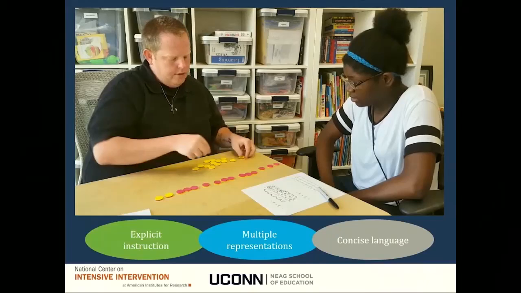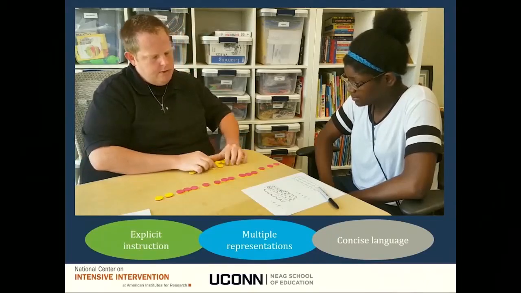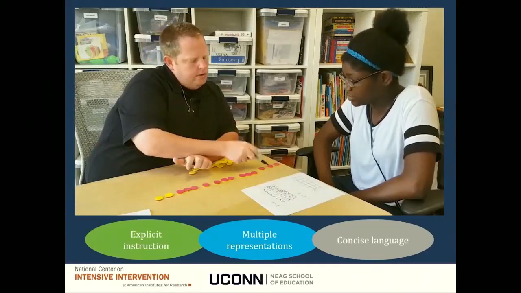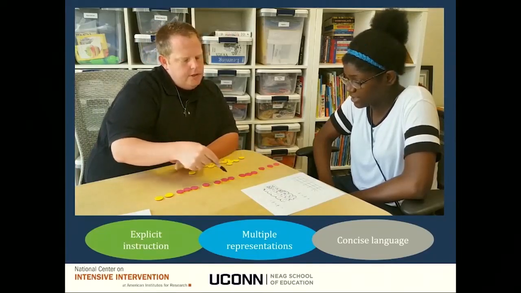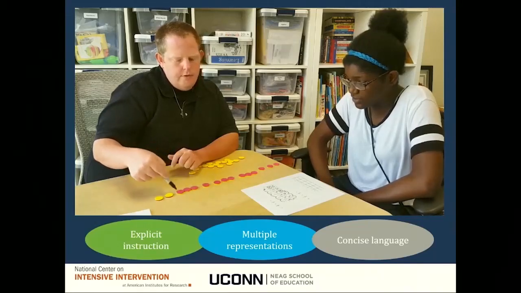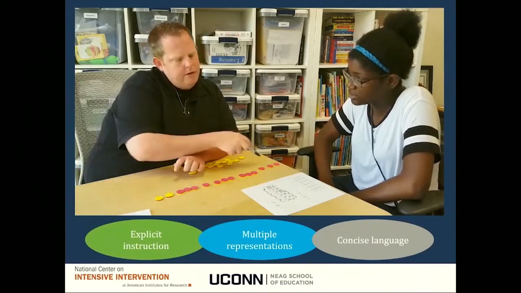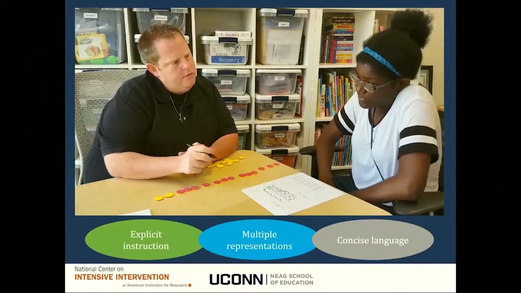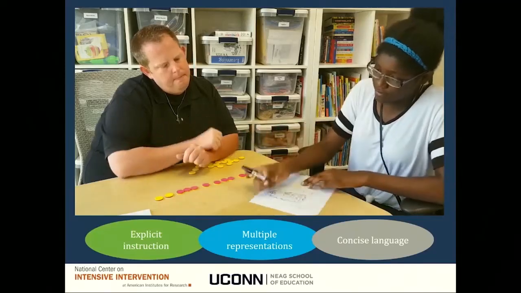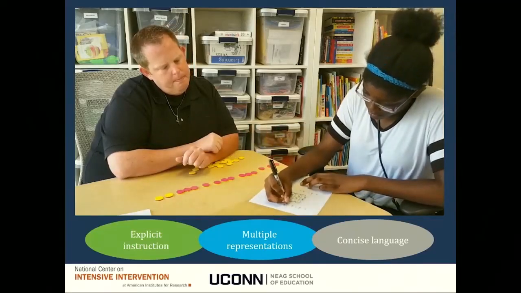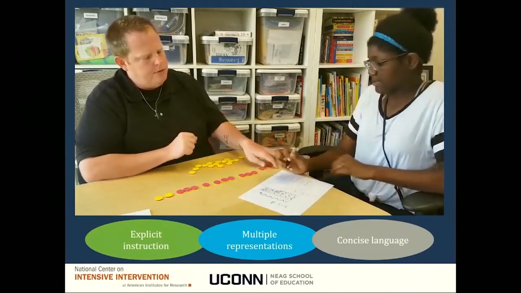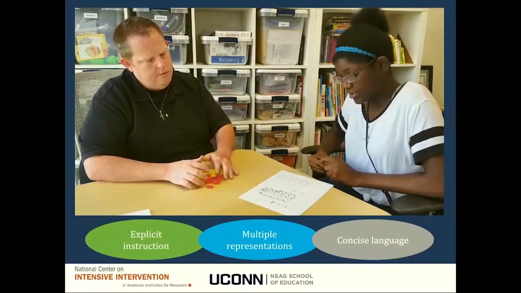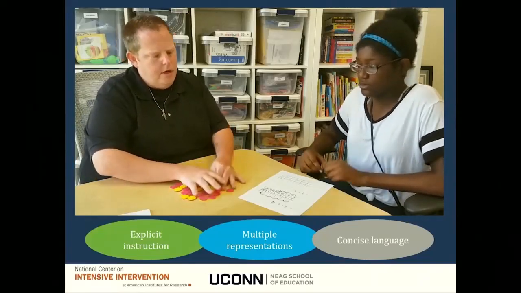Alright, so to get our answer, let's see how many red ones we have representing. Let's count. 1, 2, 3, 4, 5, 6, 7, 8, 9, 10, 11, 12, 13. So 13 pieces out of how many? 15. So what is our answer? 13/15. Good. Can you read that whole number sentence for me, please? 2/3 plus 1/5 equals 13/15. Awesome. Good job.